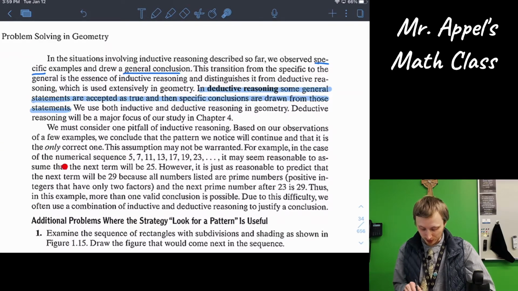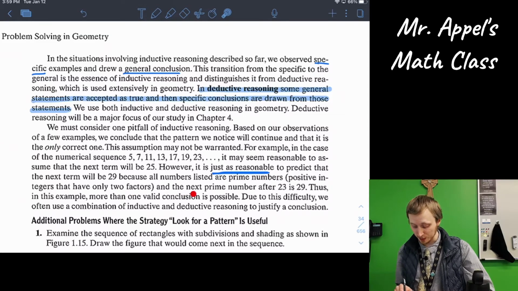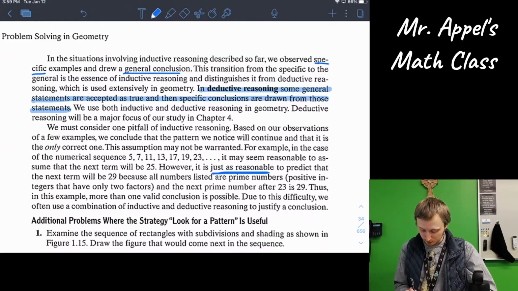For example, in the case of the numerical sequence 5, 7, 11, 13, 17, 19, 23, if we just take a look at that, it may seem reasonable to assume that the next term will be 25. However, it is just as reasonable to predict that the next term will be 29 because all numbers listed are prime numbers. Just as reasonable. Positive integers that only have 2 factors, right? Reminding us of what prime numbers are. And the next prime number after 23 would be 29. Thus, in this example, more than one valid conclusion is possible.